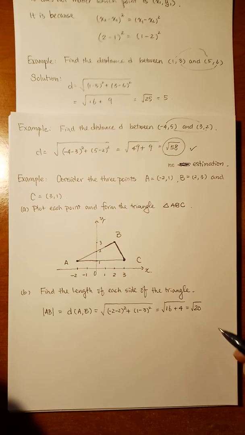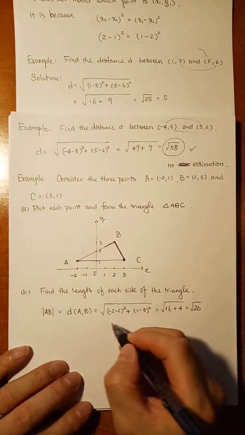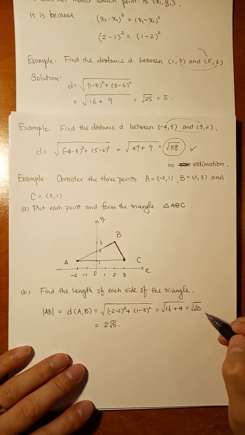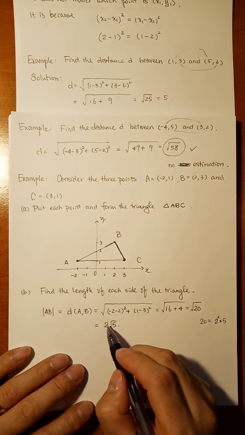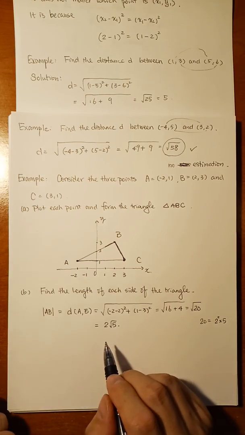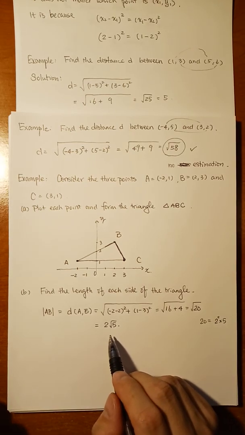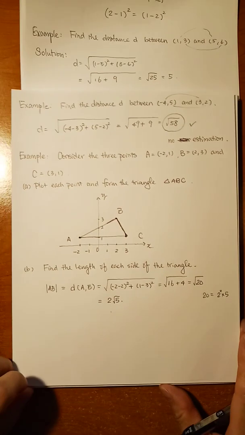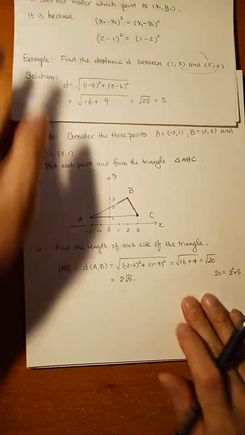Okay, square root of 20 can be simplified as 2 times square root of 5, because 20 is 4 times 5. 4 is 2 squared, right? So you can move this to outside of the square root. This is simplification, not estimation. Square root of 5 is not a perfect square. You can never leave a decimal approximation. I say it again, you cannot give an approximation.